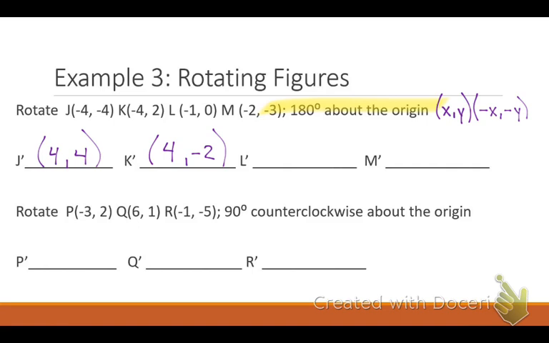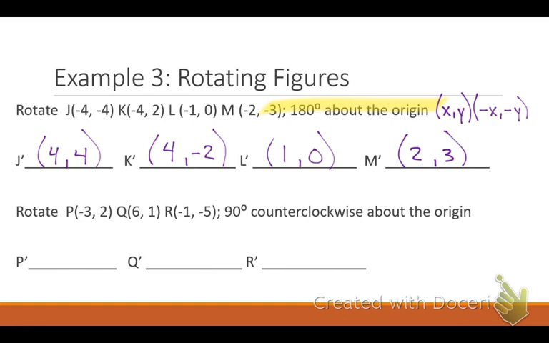Okay? What about L? What about L, Connor? Positive 1 and 0. Yeah, 1, 0. You can't do it like a negative 0. Micah, what about the last one? 2 and 3. Yes, it's 2 and 3. All right. Okay, now let's do the next one.